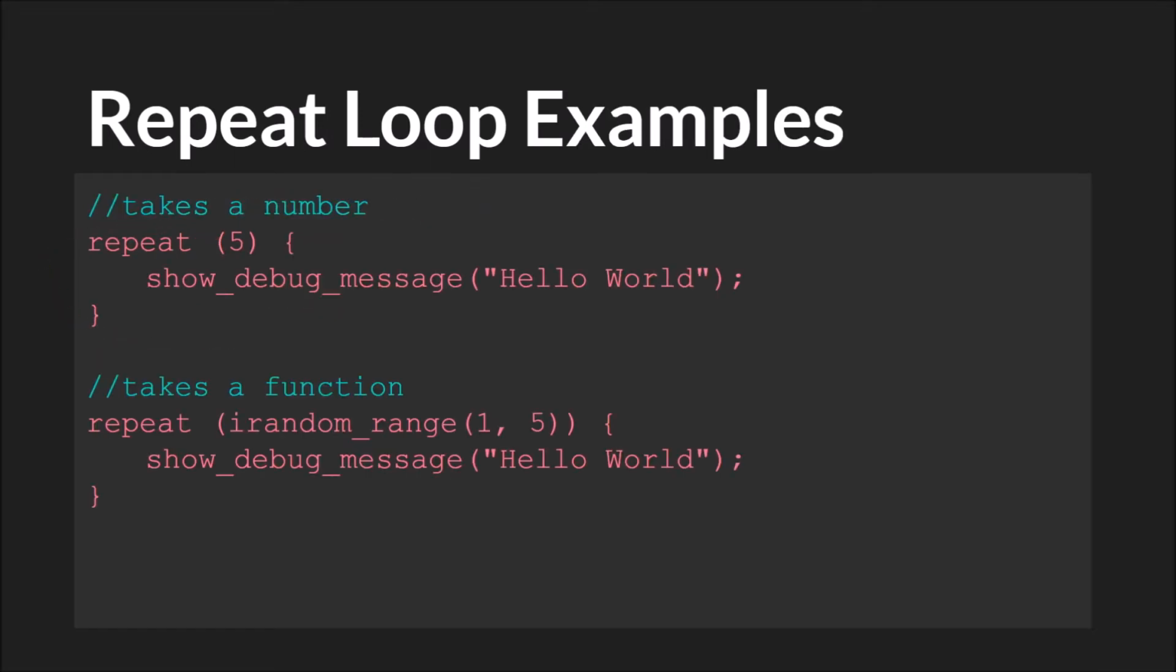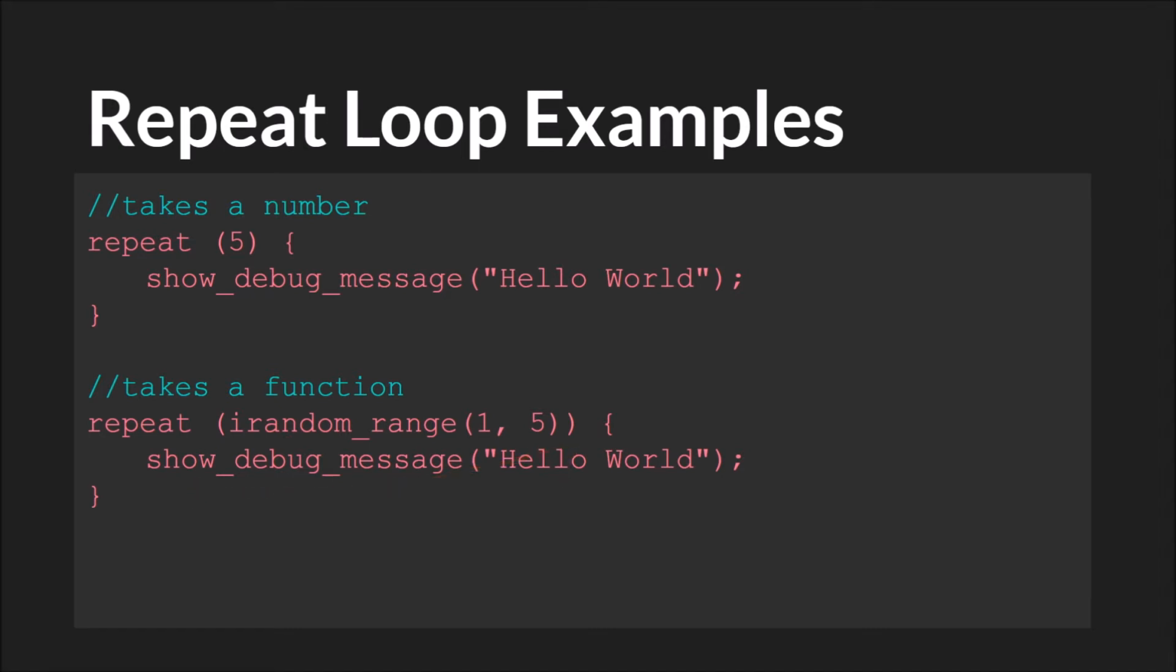To give some concrete examples, you can say repeat 5. This will repeat the show debug message hello world 5 times. You could also give it a function that returns a number. In this case, irandomRange 1, 5 is a function that will return a whole number between 1 and 5, including 5. And then the repeat loop will repeat this code that many times.